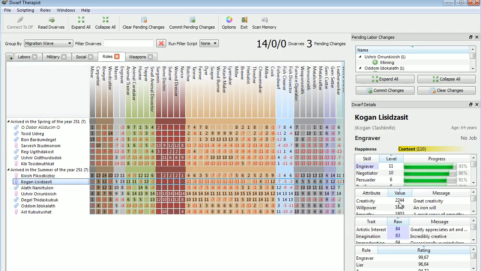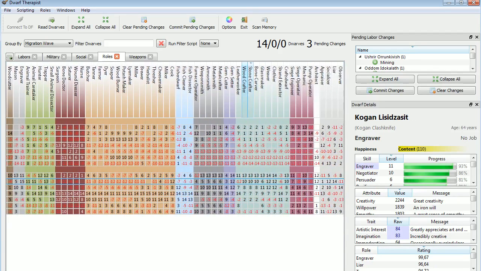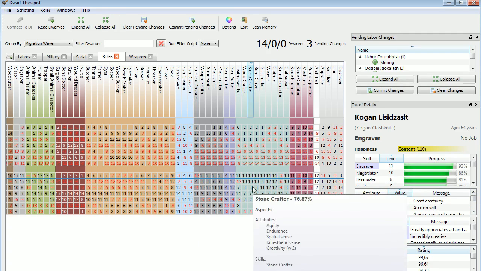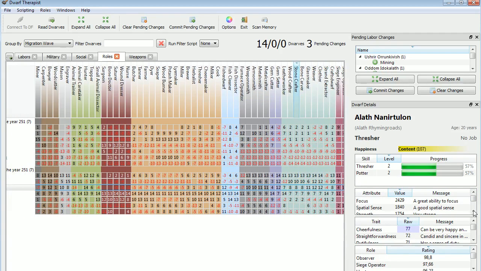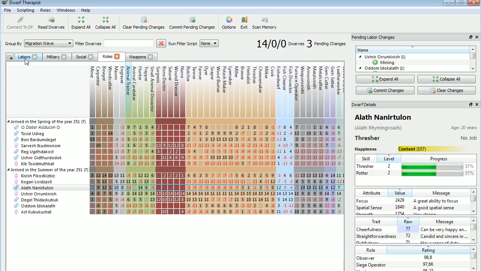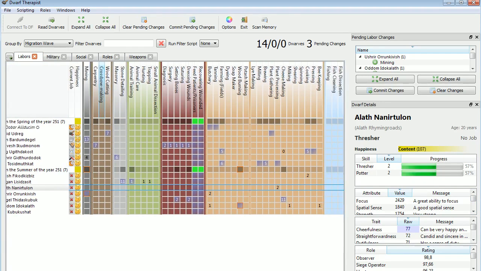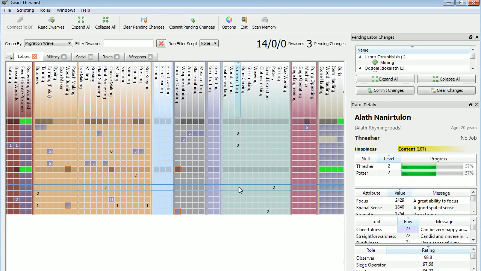Oh wow, that's high creativity. Oh yeah, I think, oh right, this is the engraver. Okay, let's not make him. Oh, nice focus. Yeah, good creativity. Okay. Alath, did I make you someone already? No, you will be my stone crafter.